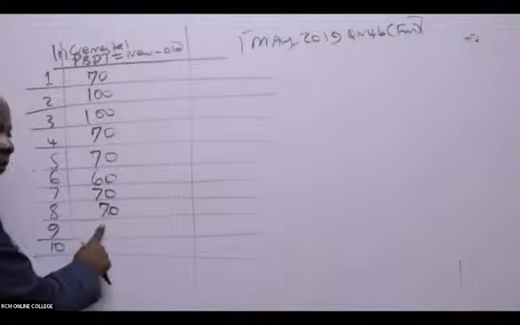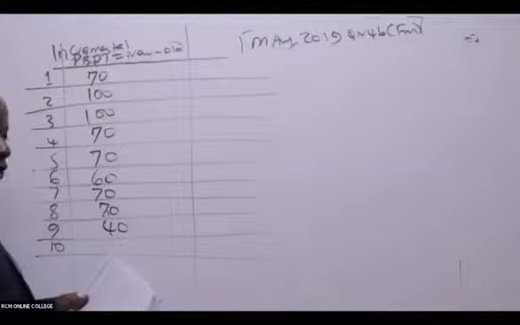Increase in year 8. Increase in year 8 seems to be 70. Increase in year 9, I'm being told it's 40. How about increase in year 10? Lastly, increase in year 10, we have 30.